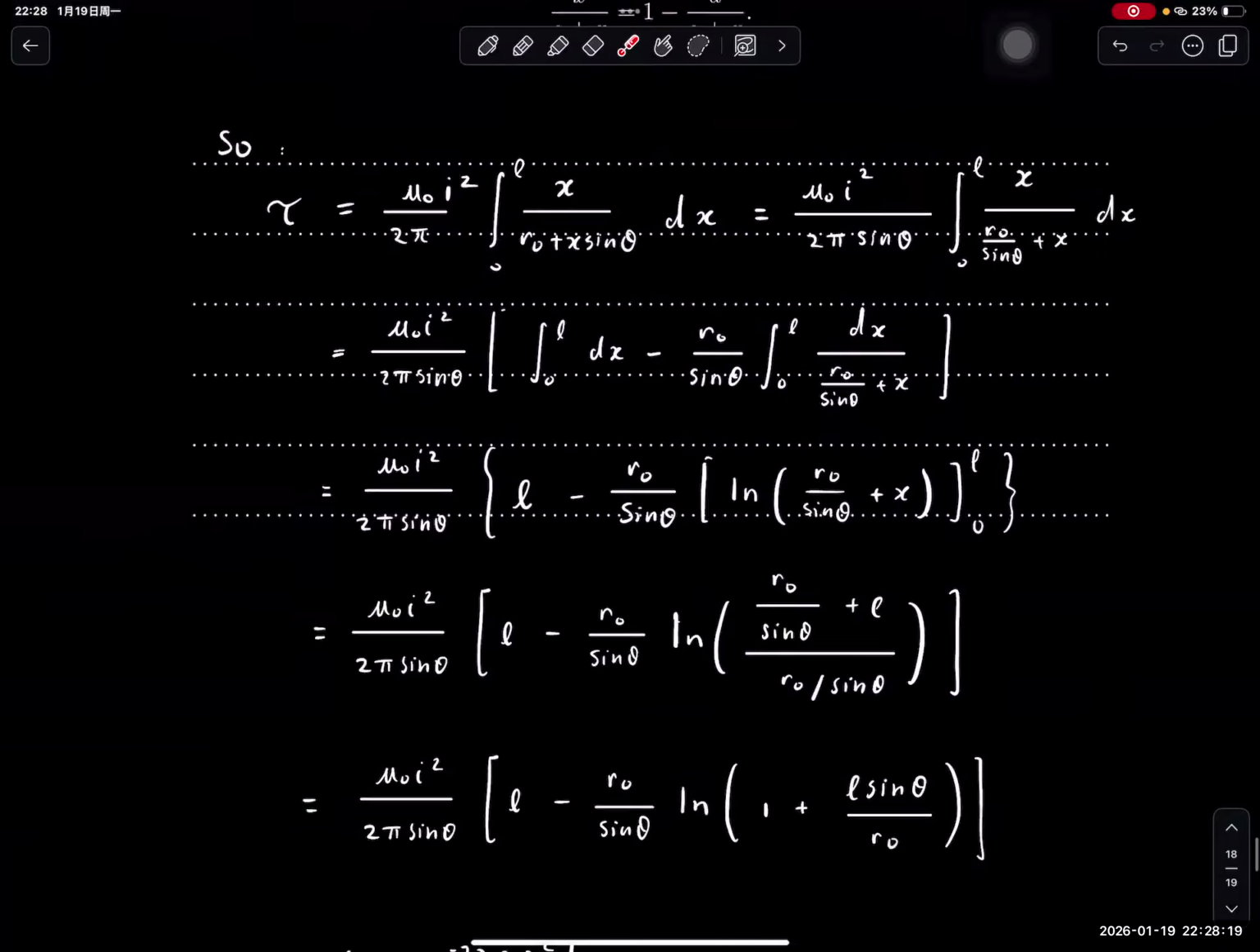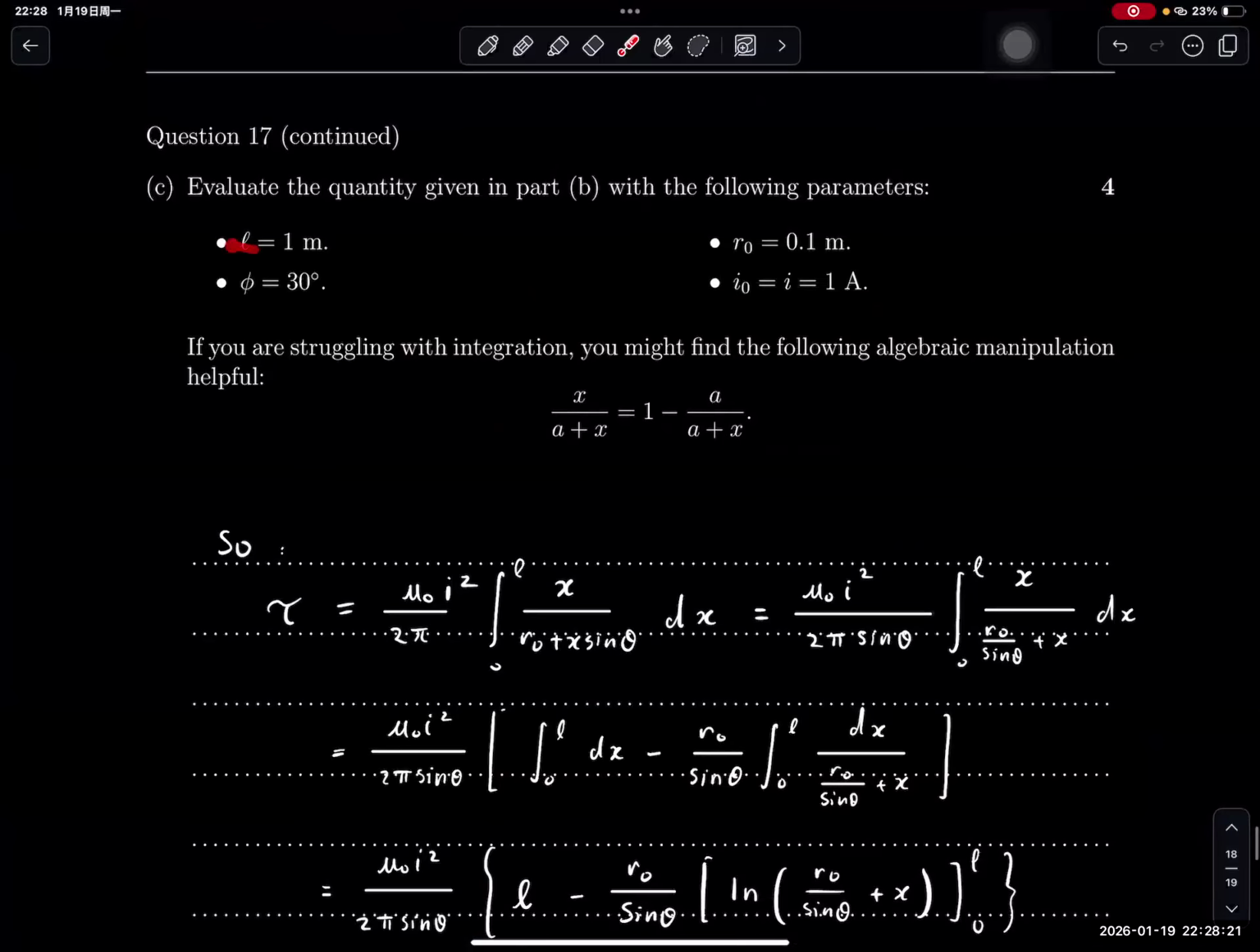And I substitute the value, I think. There's a set of values given in the question. So this is it.